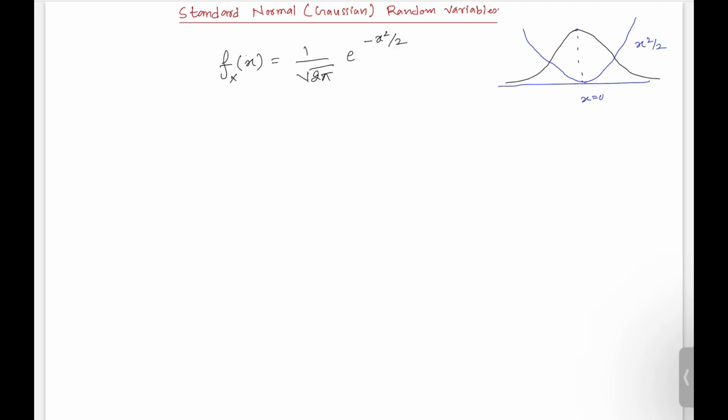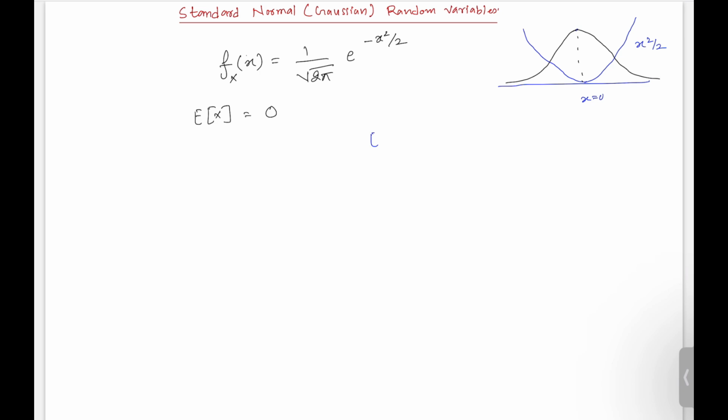Now if I ask you what will be the expectation of this Gaussian random variable? You can see from the plot that the probability distribution is symmetrical around the point x equals 0, so the expected value will be 0. And if you want to do it using the PDF, you can do that.